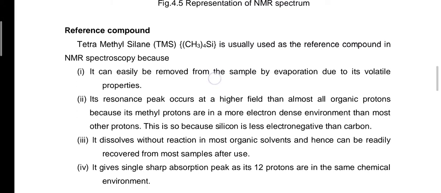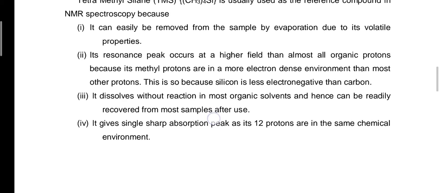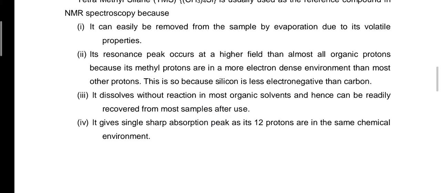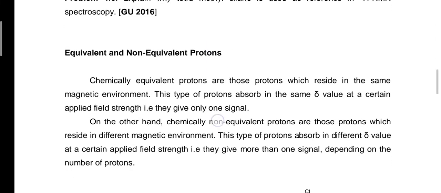And this question is asked many times: why is tetramethylsilane considered a reference compound? The answer is that it can easily be removed from the sample by evaporation due to its volatile properties. Its resonance peak occurs at a higher field than almost all organic protons. It also gives a single sharp absorption peak as its 12 protons are in the same chemical environment. Explain why tetramethylsilane is used as a reference; I have already told you.